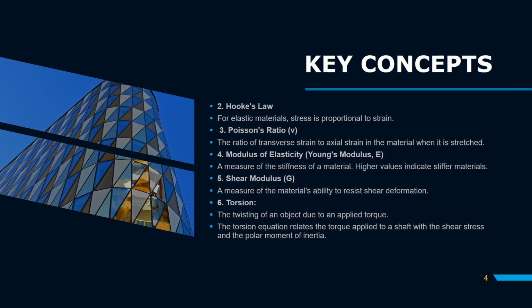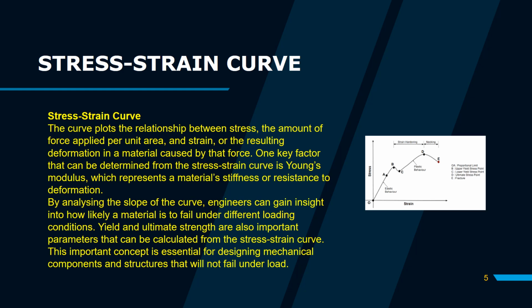Shear modulus is a measure of the material's ability to resist shear deformation, and torsion refers to the twisting of an object due to an applied torque. The torsion equation relates the torque applied to a shaft with the shear stress and the polar moment of inertia. Those were a few key concepts under strength of materials.